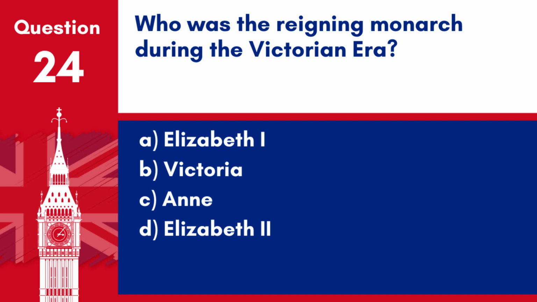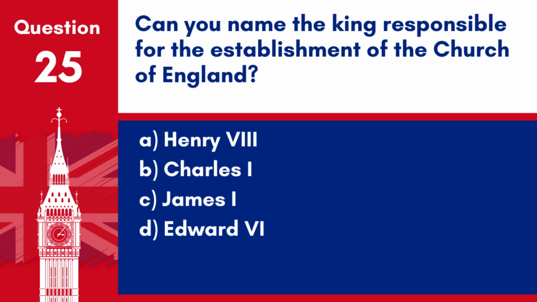Answer: B. Victoria. The reigning monarch during the Victorian era was Victoria. Question 25. Can you name the king responsible for the establishment of the Church of England? A. Henry VIII. B. Charles I. C. James I. D. Edward VI.